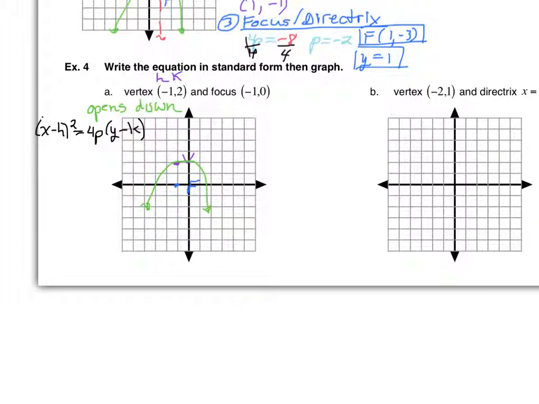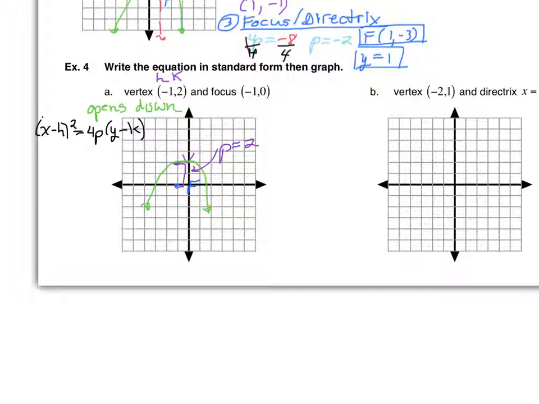Can't we find p real quick right now? Yeah. Just have to find, let me see if I can get it better. Maybe I'll use the purple. What's the distance from here to here? 2. So that means that p is equal to 2. I don't care whether it's +2 or -2. We already know what that is.